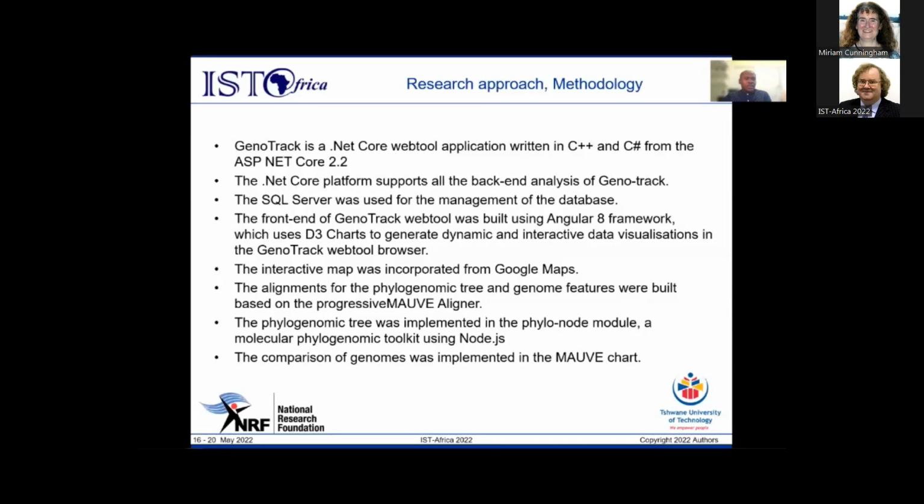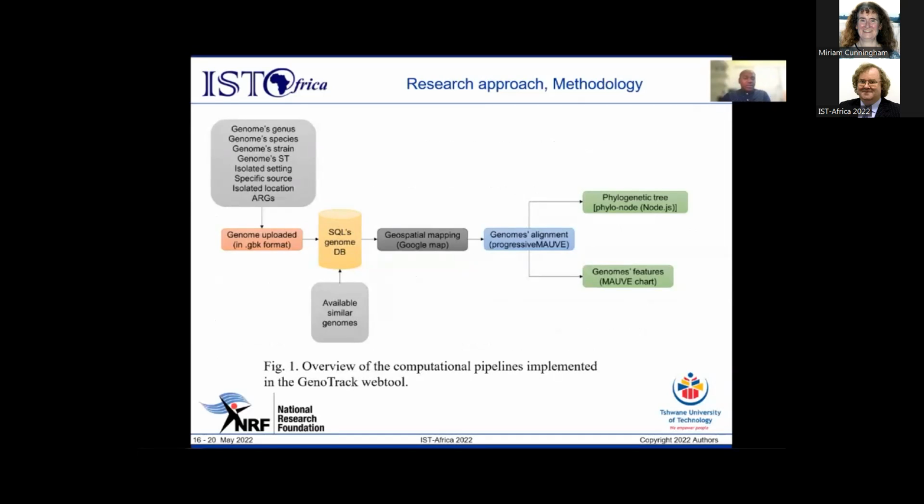The comparison of genomes was implemented in move charts, right? So this is the overview of the computational pipeline implemented in the GenoTrack web tool.